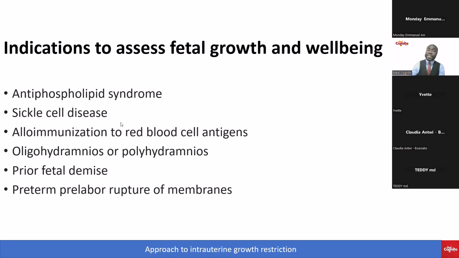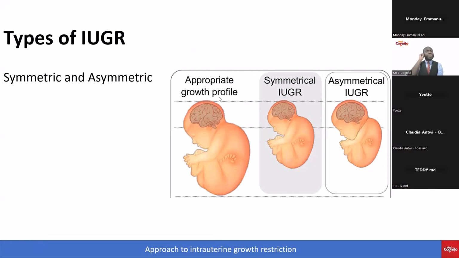Then genetic conditions, like if the mother has sickle cell disease, antiphospholipid syndrome, oligohydramnios, polyhydramnios, prior death of a fetus. So if the mother has had a prior death of a fetus, and then goes on to have a pregnancy where the baby is measuring just about the 3rd percentile, then you want to do further assessment of fetal growth and well-being. And preterm labor, rupture of membranes, then you want to go on to do assessment of fetal growth and well-being. So now it brings us to the types of IUGR.